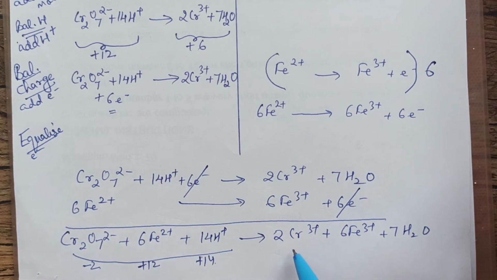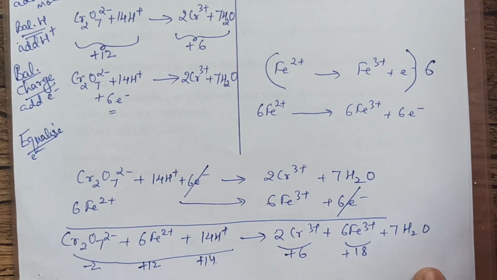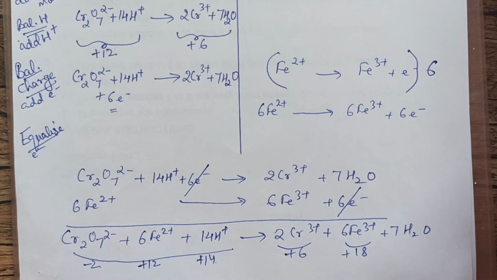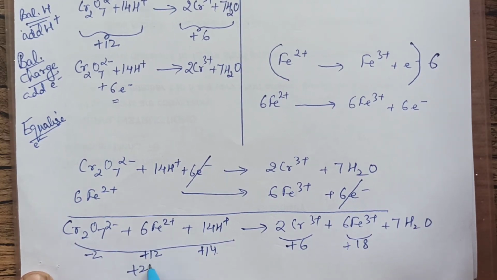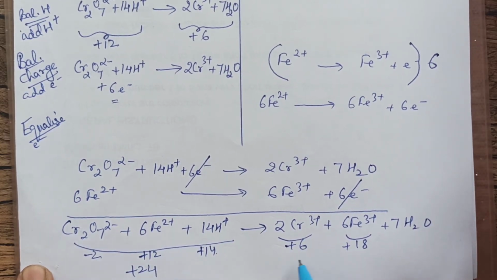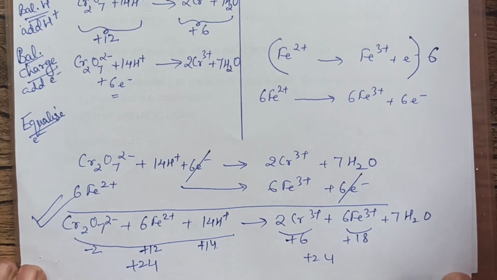Likewise, you will check the charge on the right hand side. This is plus 6, and this you have as plus 18. So you can calculate here, this is 10 now overall. Minus 2, if you add up all, minus 2 plus 12 plus 14, you will get on the left hand side plus 24. Right hand side also, if you add this, you will get plus 24. That means our answer is right. You can tell yourself whether your answer is right or wrong.